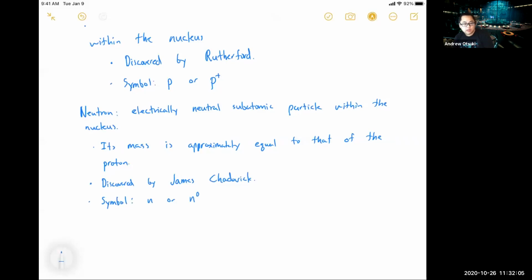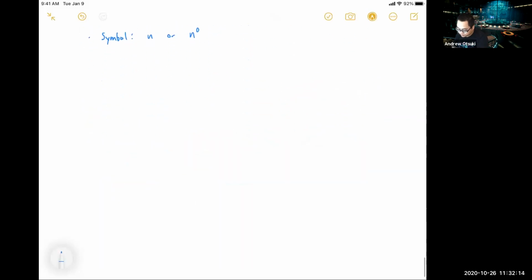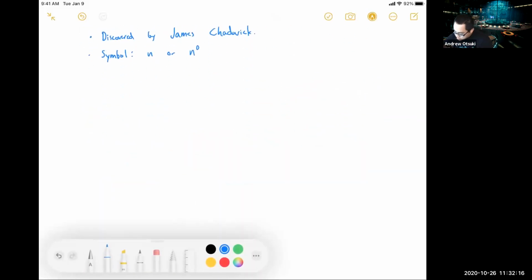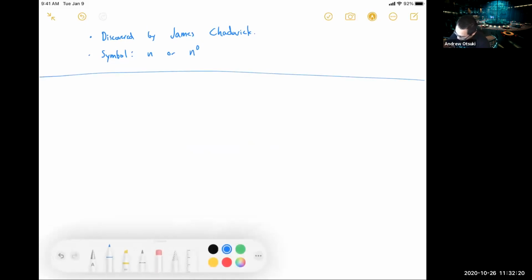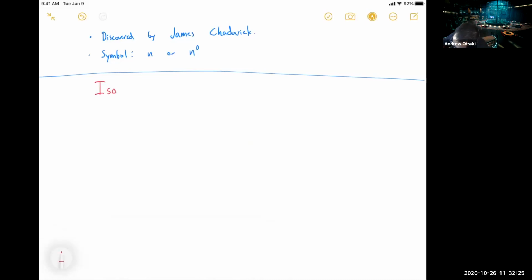We talked about the electron already, so just go back to your previous notes. We went over that. All right, let's talk about isotopes now. So, what are isotopes?